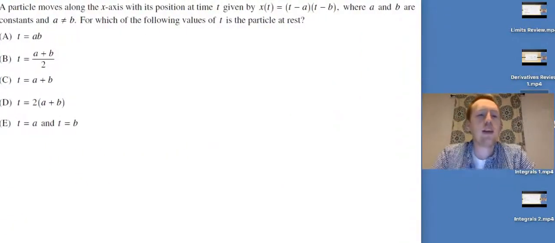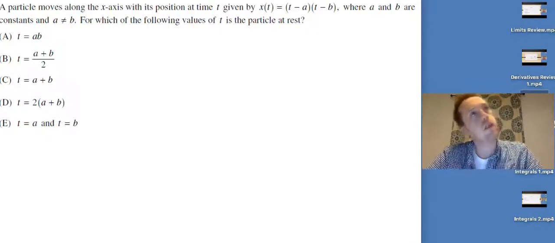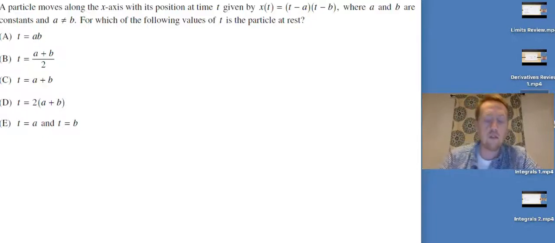Particle moves along the x-axis with its position at time t given by x of t equals (t minus a)(t minus b), where a and b are constants and a is not equal to b. For which of the following values of t is the particle at rest? Okay, so particle is at rest when the velocity is 0. So I need to find the derivative because velocity is the derivative of position.